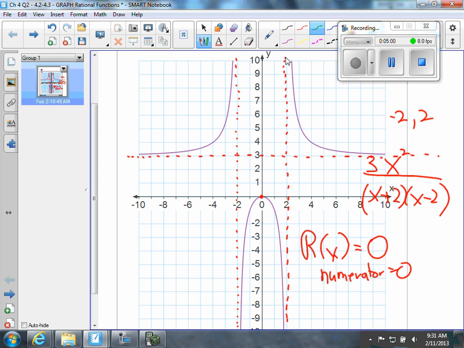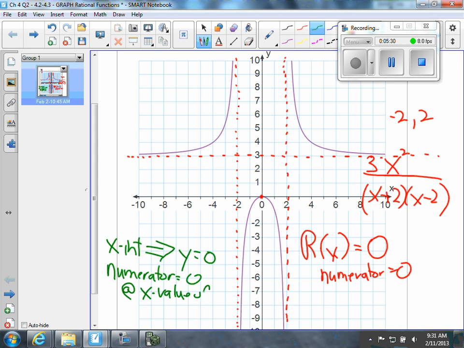Where I have an x-intercept, that means y is equal to 0. We're okay with that? Yeah. Okay. I have an x-intercept right there, right? At 0, 0. So I have an x-intercept at 0. That means my numerator equals 0 at the x value of the x-intercept.